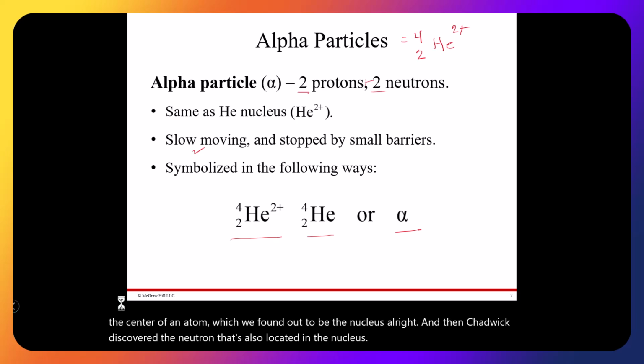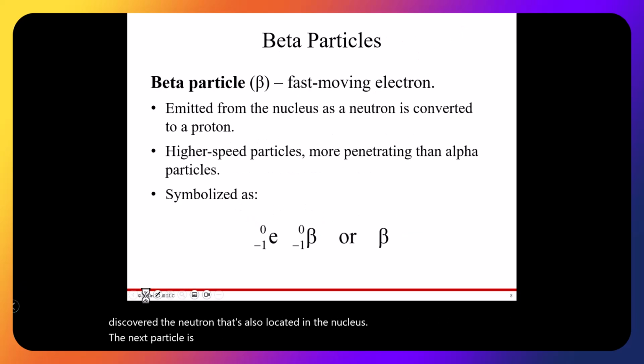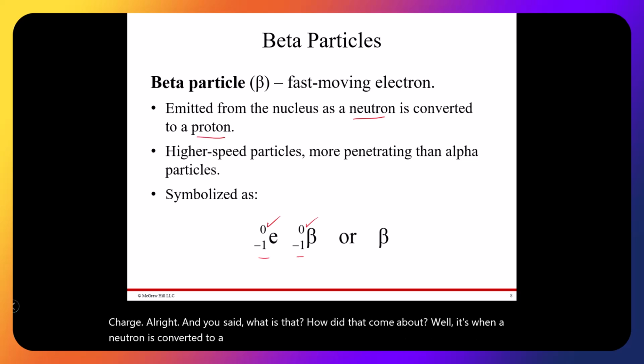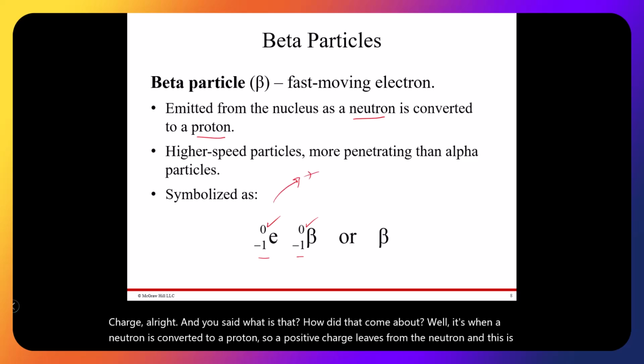The next particle is called the beta. What makes it different is it doesn't have a mass number. It has 0 mass. It has a -1 charge. And you say, what is that? How did that come about? Well, it's when a neutron is converted to a proton. So a positive charge leaves from the neutron, and this is what we have left over.